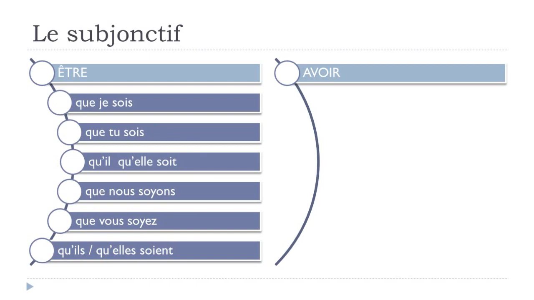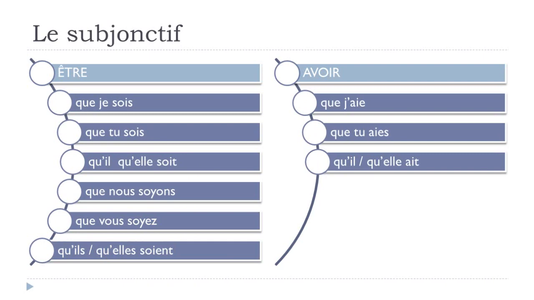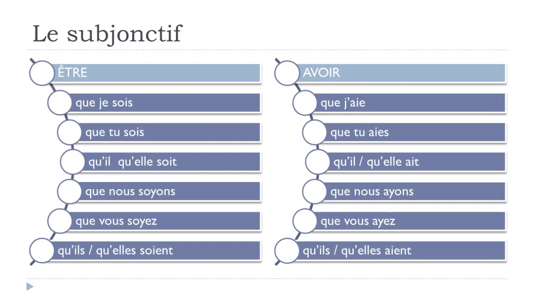And last but not least, avoir, to have. Que j'aie, que tu aies, qu'il ait, qu'elle ait, que nous ayons, que vous ayez, qu'ils aient, qu'elles aient. All right, same thing here, aies and ait are phonetically the same, but try to remember how to write them, okay? And then, ayons, ayez. So let's read them one more time. Que j'aie, que tu aies, qu'il ait, qu'elle ait, que nous ayons, que vous ayez, qu'ils aient, qu'elles aient.